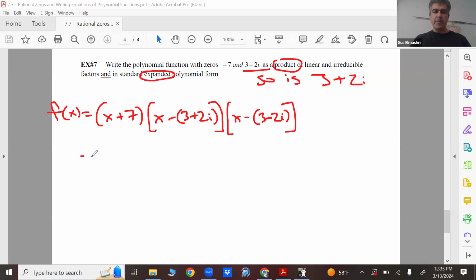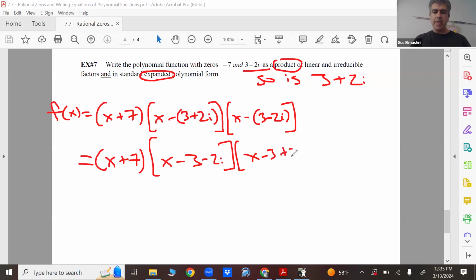So here's what I'm gonna do. X plus 7. I'm gonna distribute the minus as I should. But then I'm gonna regroup, which you totally can do. It's totally legit. I didn't do anything wrong. Then what you do is you FOIL this. First, outside, inside, last.